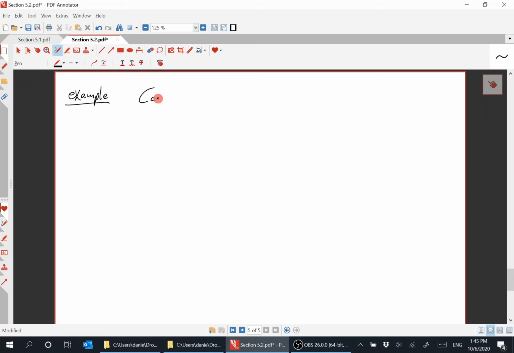Calculate the volume of the following tetrahedron. A tetrahedron is a four-sided figure in which each side is a triangle.